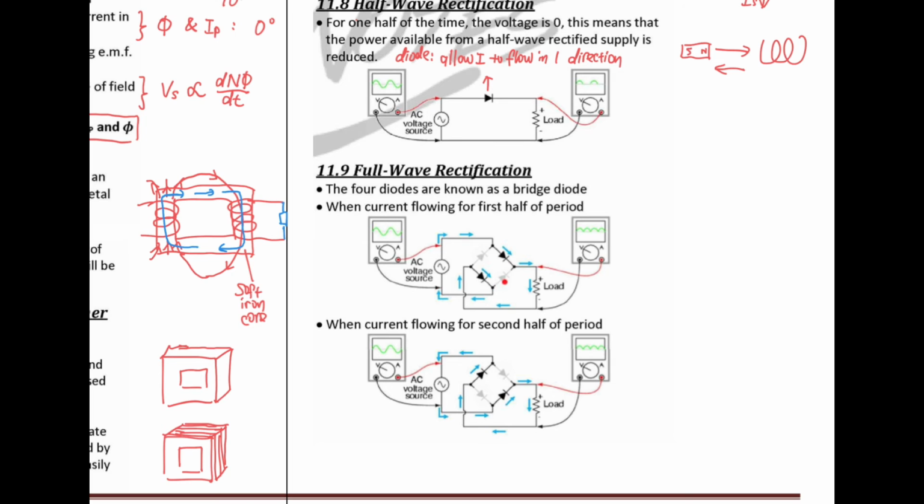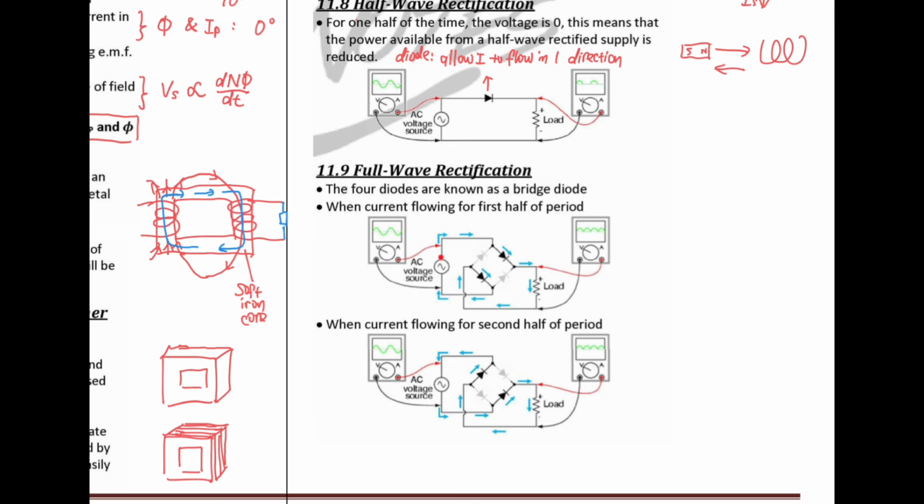So we need to design our circuit by using 4 diodes. In this particular arrangement, you need to memorize the arrangement. So this one up, this one down, this one down, this one up. So memorize the arrangement. So how good is this arrangement? This arrangement is called a bridge diode.